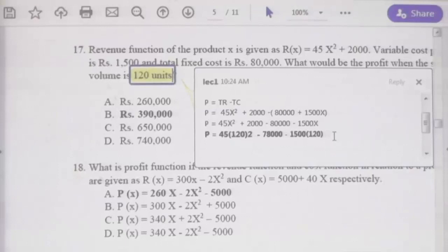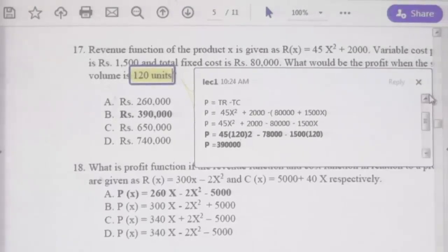Let's calculate the profit. Profit equals the solution of this, that would be 309,000. Let's see, 120 power 2 multiplied by 45 minus 78,000 minus 1,500 into 120, 390,000. You can receive this answer, 390,000, right?